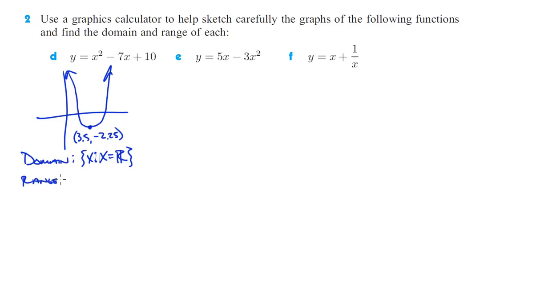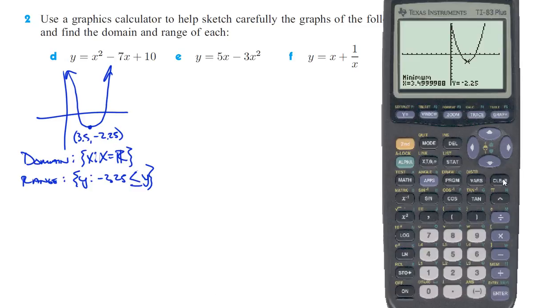Range, we've got y such that, now it starts here at -2.25, and then the y is just getting bigger and bigger. So I want the alligator to be eating the big one. So y is on the big side here. So y is greater than, it actually equals -2.25. So y is greater than or equal to -2.25. Okay. Let's try e here.